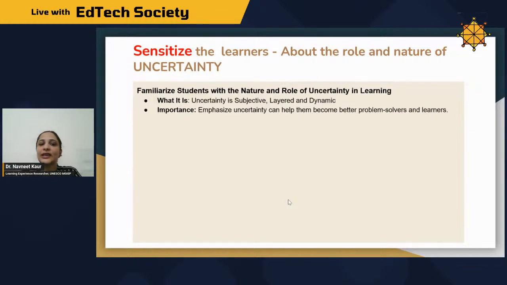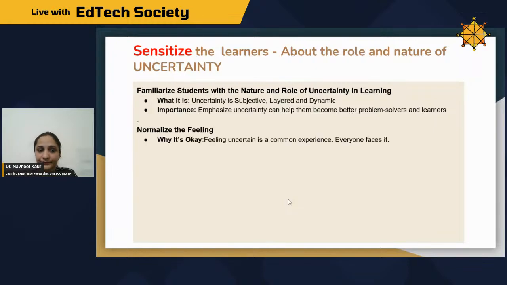So they will not have the same question all the time, and the nature of what they are asking with respect to a concept will change. It may also lead to an increase in uncertainty and even a decrease in uncertainty, and it will happen when they are managing the uncertainty. So, second is the importance. We need to emphasize that uncertainty can help them become better problem solvers and learners. Then we need to normalize the feeling that it's okay to feel uncertain. It's a common experience and everyone faces uncertainty.